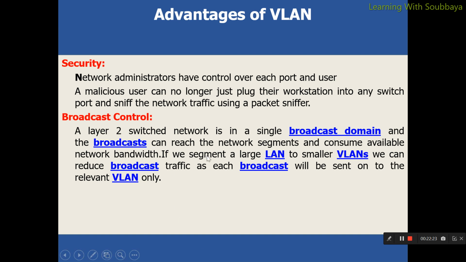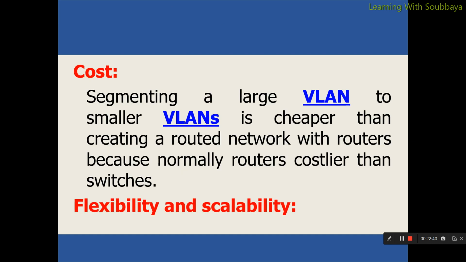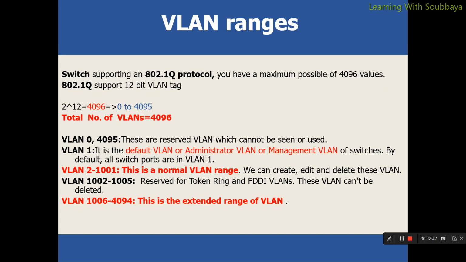Controlling the broadcast. How does it control the broadcast here? A single broadcast domain has been divided into multiple broadcast domains. So when you forward any packet, the packet will be available only in that particular broadcast domain. It won't be forwarded, so we are controlling the broadcast. Apart from that, cost effectiveness, flexibility and scalability also. These are the advantages of VLAN.